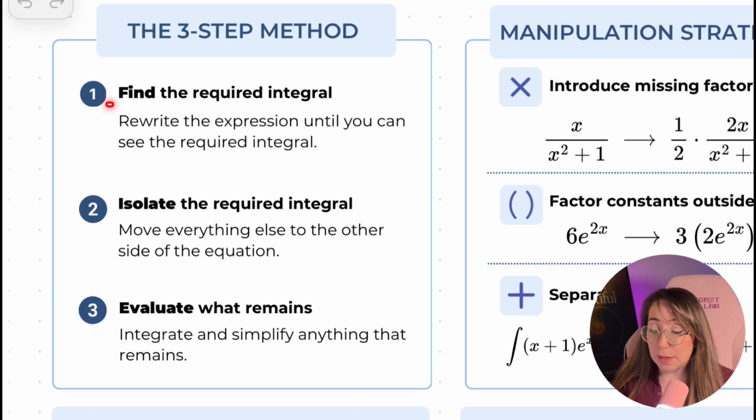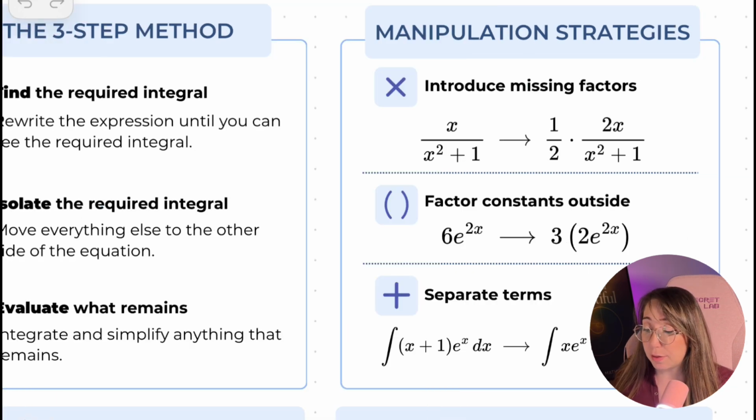Now, the hardest step of these, I think, is one, which is to find the required integral, because you have to change the way the function looks to get to the integral that you want. There are lots of ways to being able to do this, but here are 3 examples.